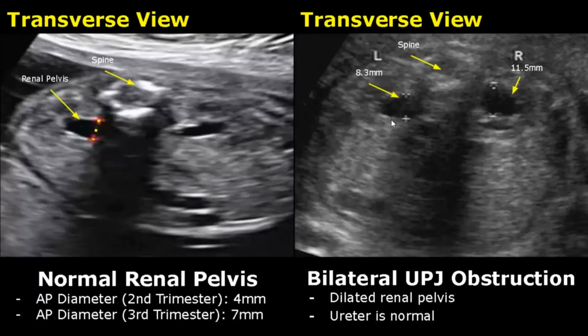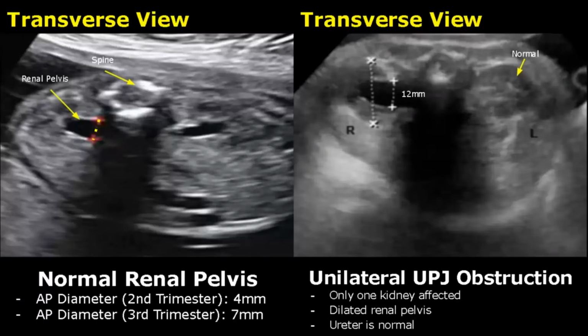UPJ stands for uretero-pelvic junction, and UPJ obstruction leads to dilatation of the renal pelvis. Here we have bilateral UPJ obstruction. It involves both the kidneys and the ureter will be normal. It will not be dilated. In a unilateral UPJ obstruction, only one kidney is affected. This kidney is normal.